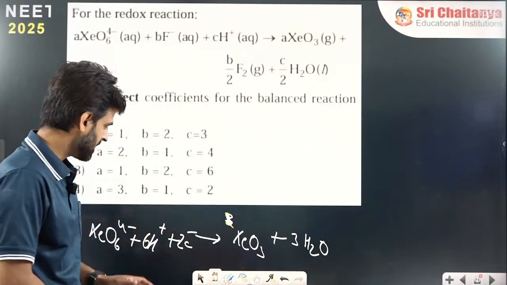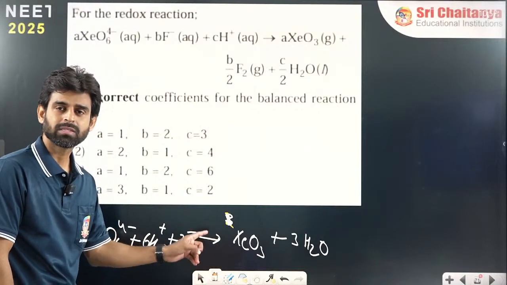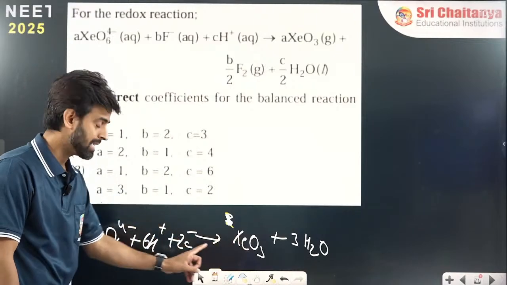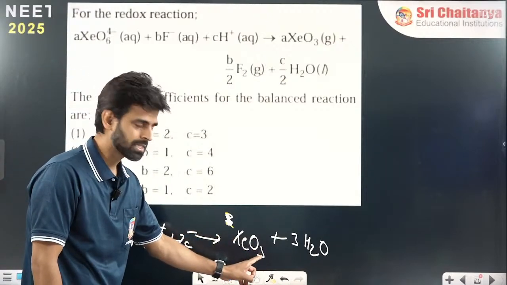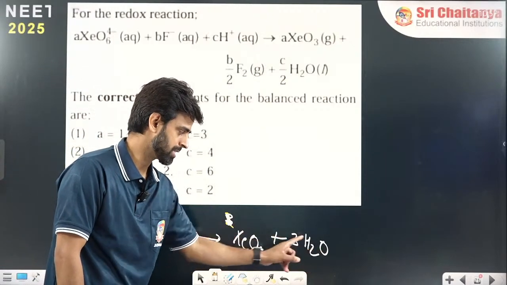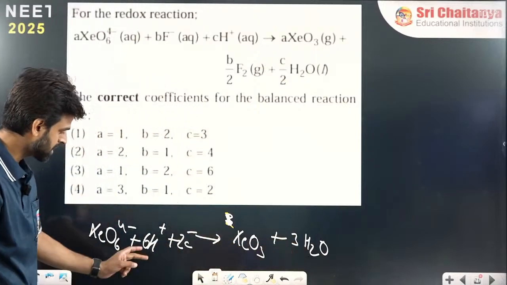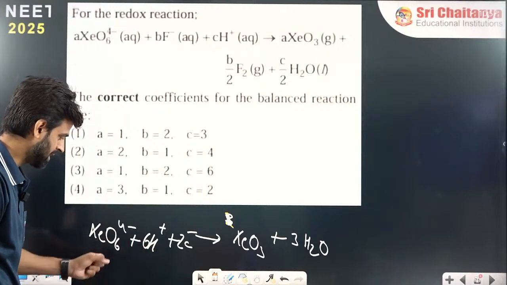First balance other atoms other than what? Oxygen, hydrogen. I balanced xenon. One xenon already balanced. Then I will balance oxygen. 6 oxygen here, only 3. So I will add 3 water molecules, 3 oxygen comes. Now because this 6 hydrogen also comes, so I will use what here? 6 hydrogens, right?